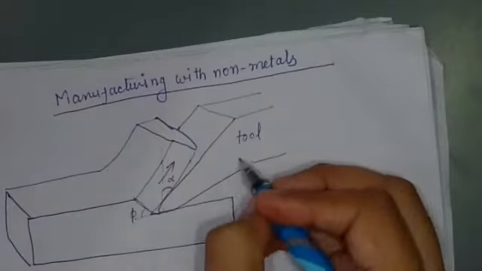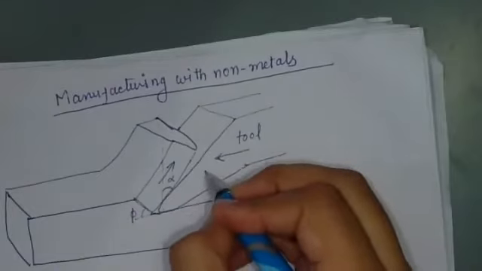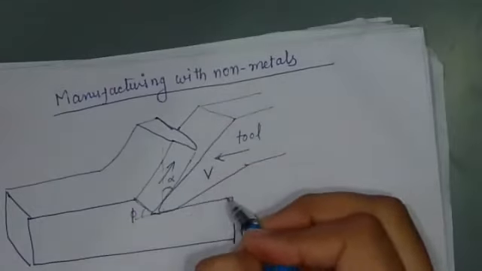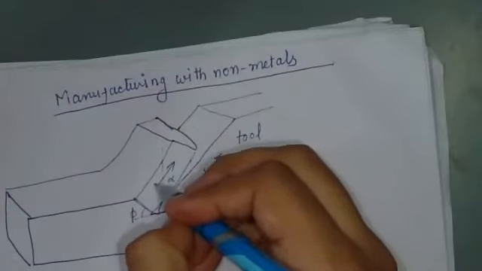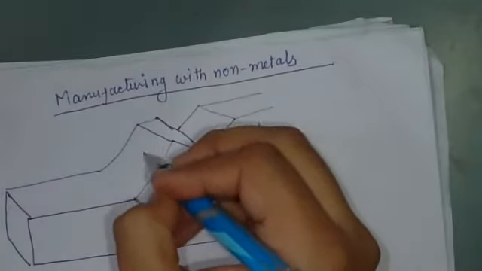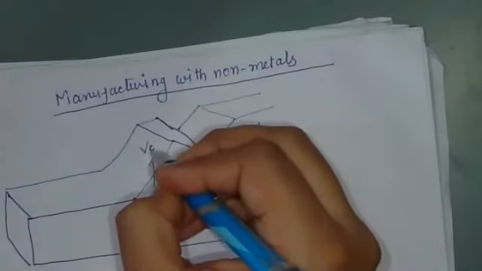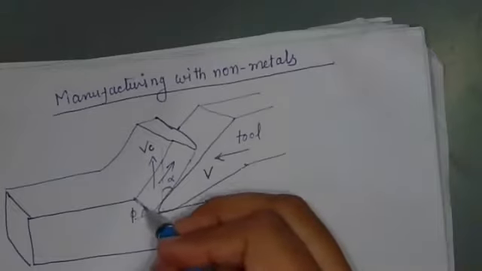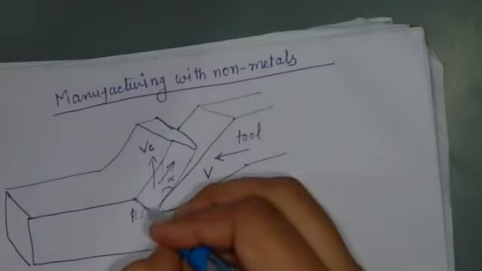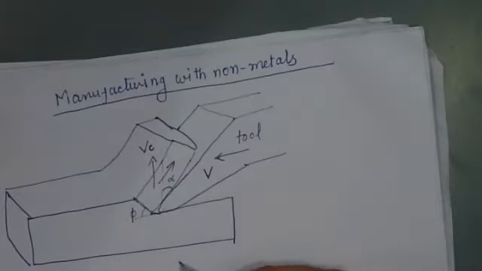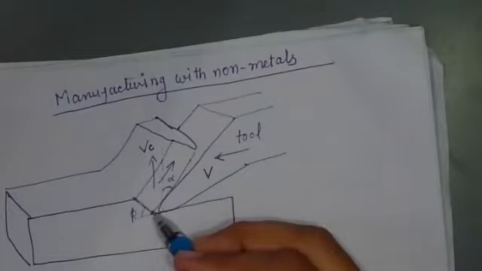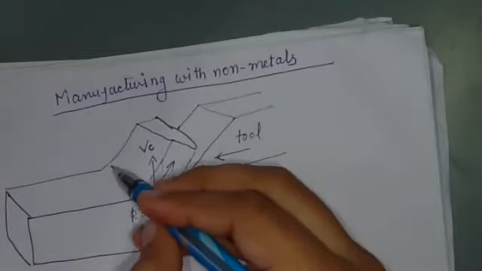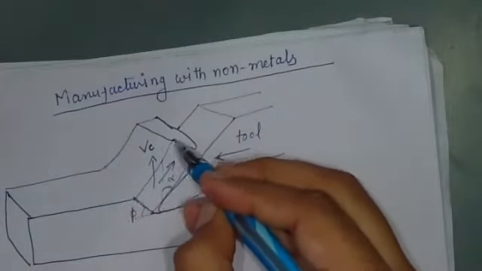Here we must note that the tool is, let's say, fed with a speed of V, and the chip is moving upside, and at any particular instant the chip is moving with a speed of Vc. Let's say shearing is taking place along this plane, and the shearing happens chip-wise. Each chip from this plane moves upside. So you can say this is a series of chips which I have shown here.